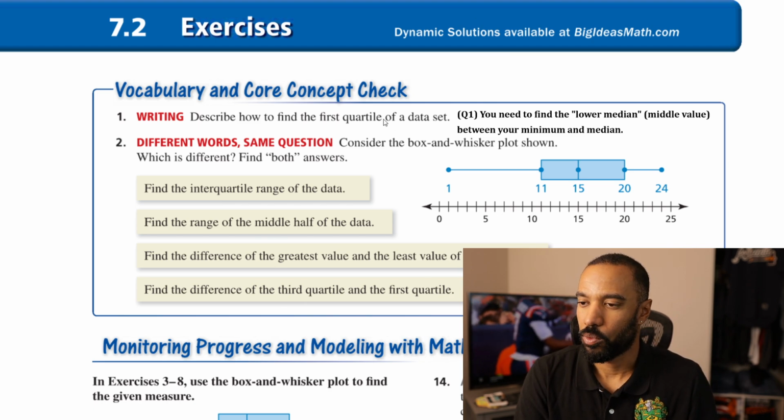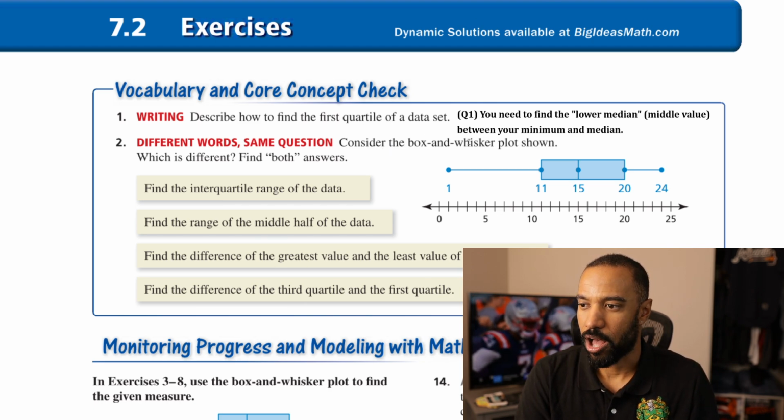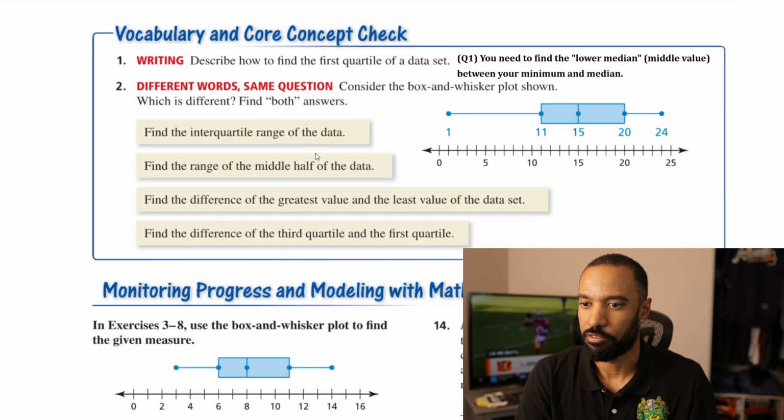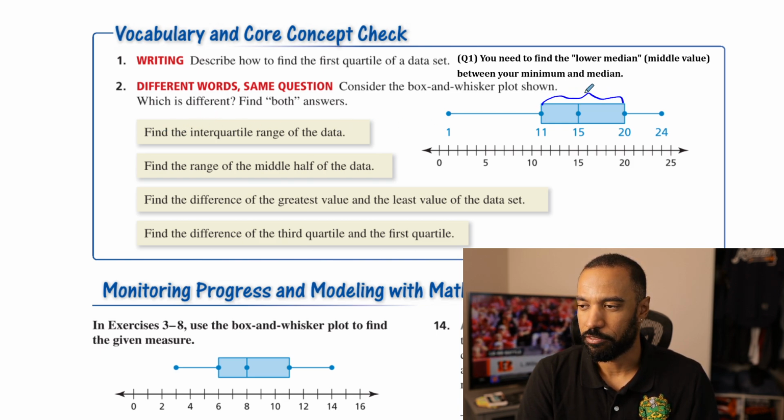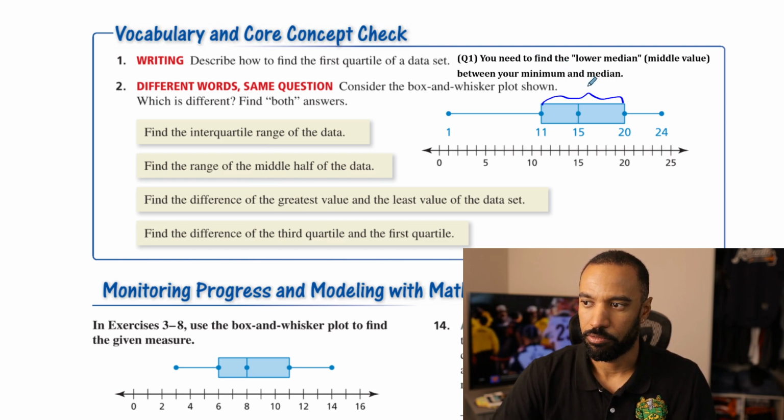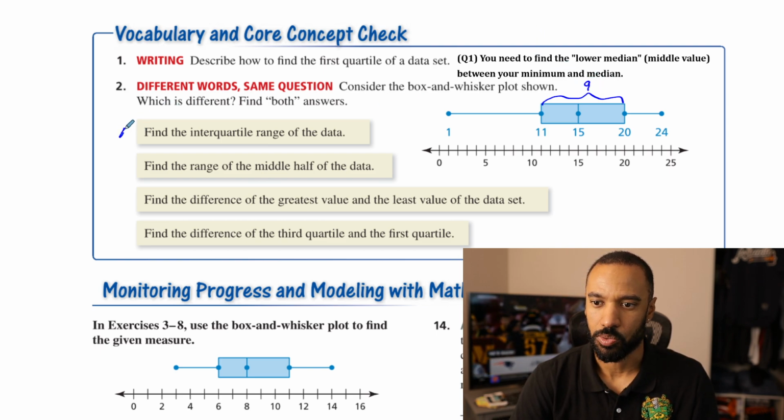Number 2, different words, same question. Consider the box and whisker plot shown, which is different, find both answers. So there's like an A versus B that I generally do here, right? Find the interquartile range of the data. So the interquartile range would be the difference between the 20 and 11. That's the middle 50%, and that is 9. So in case we have to use that.